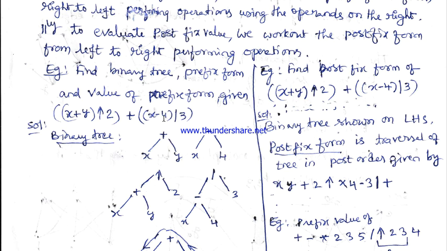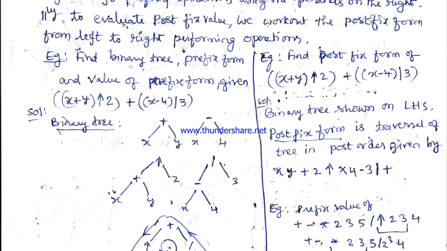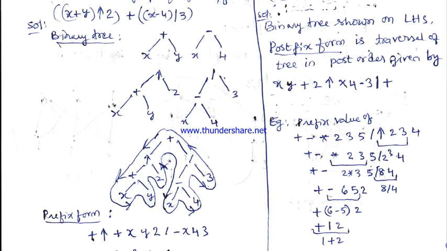Similarly for x minus 4 by 3, this slash is taken as the root. For x minus 4, the left subtree is shown here and the right child of the subtree is 3. Now combining this tree with the vertical arrow and division symbol, we have got the rooted tree corresponding to the given expression. This is clearly a binary rooted tree.